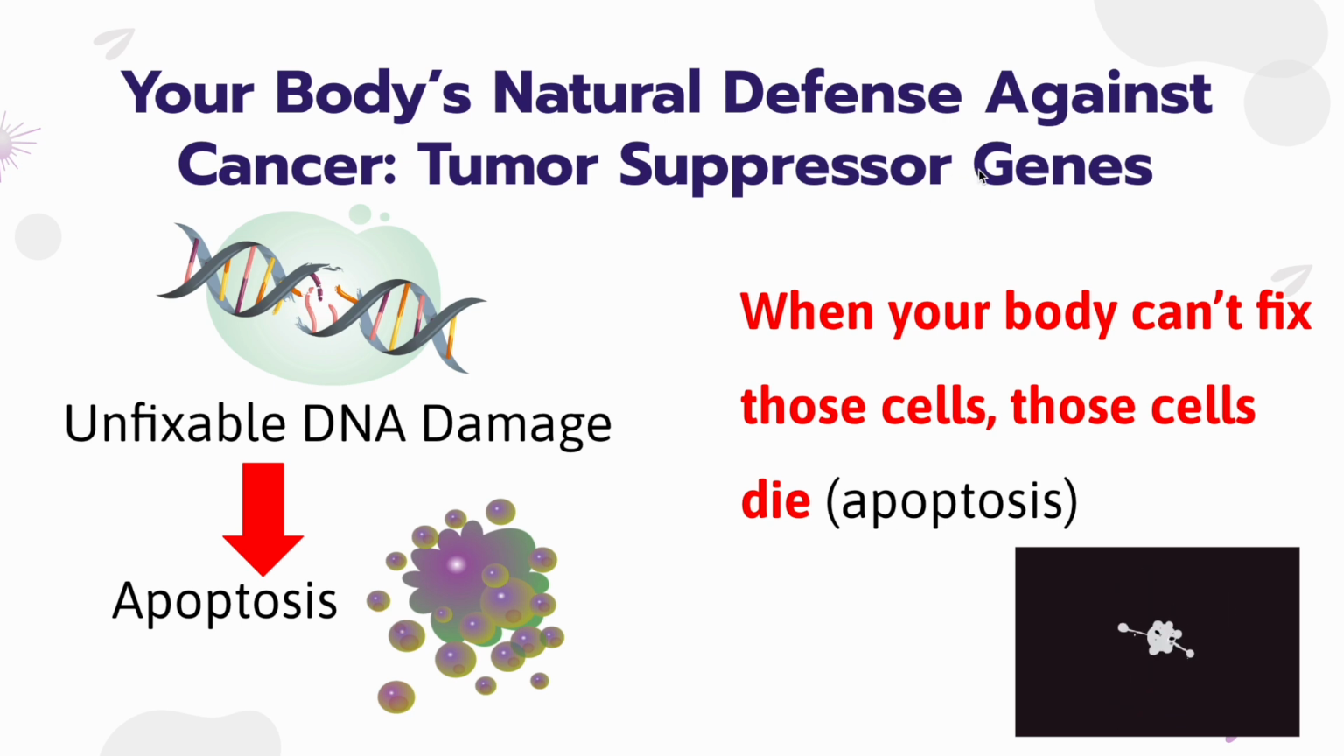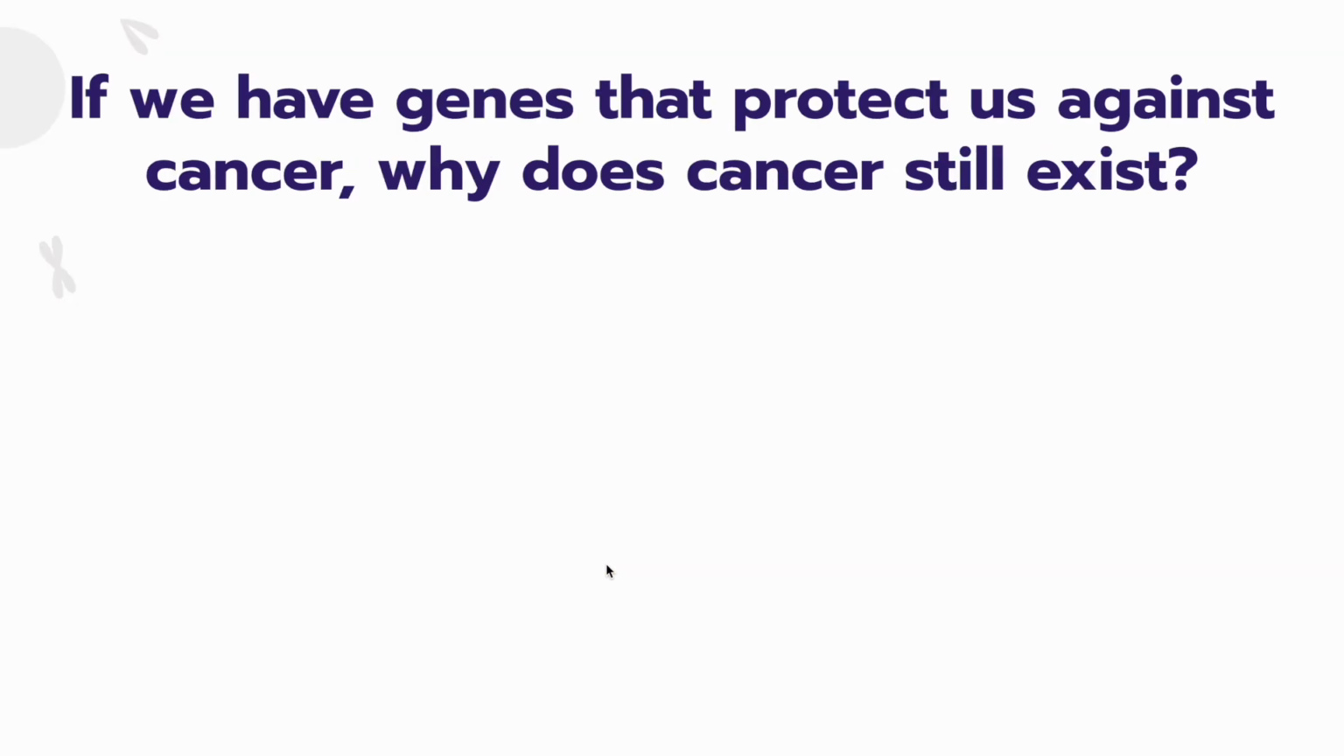So those tumor suppressor genes will tell that cell, hey, something's not right. You need to explode before you spread this to other cells. So that's whenever those cells will go through apoptosis in order to prevent that from happening.